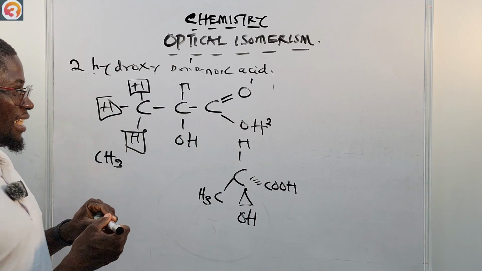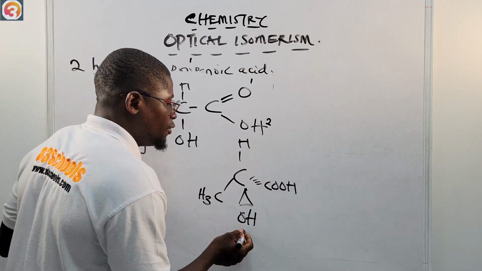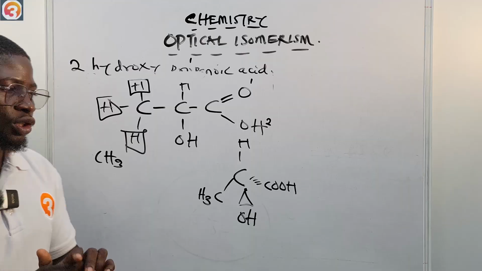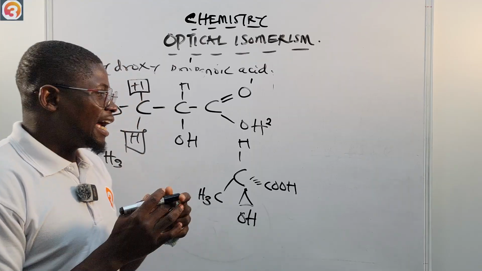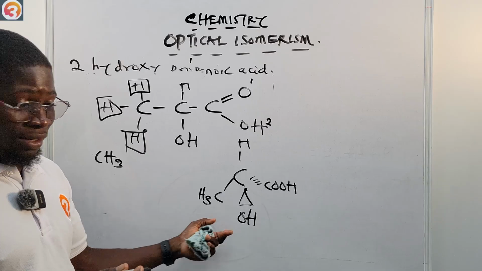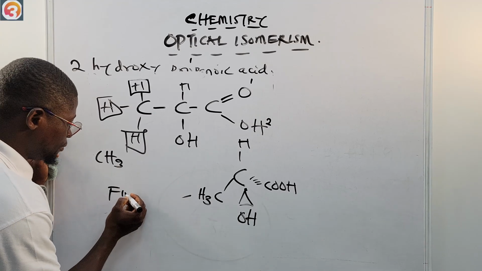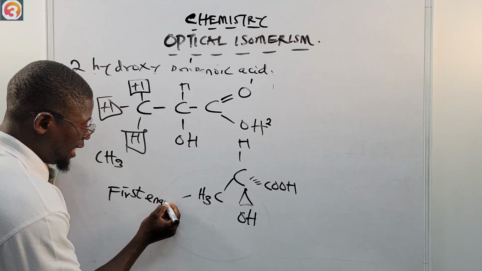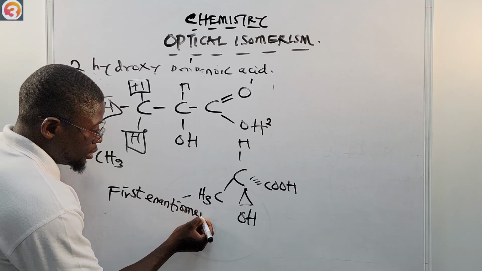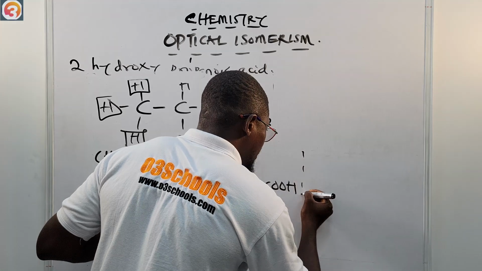It's very clear that this is our central carbon atom, because it is bonded to 1, 2, 3, 4 different groups. So we have found our chiral carbon. Now the next thing we do: this is our first enantiomer, or I can say enantiomer 1. And then of course we can put it in front of a mirror.